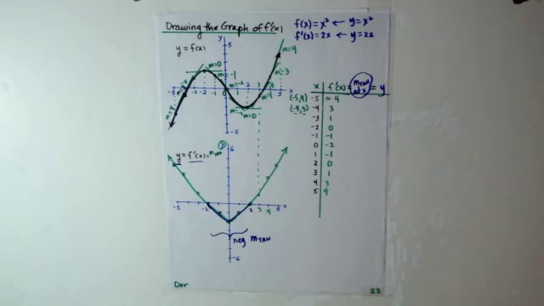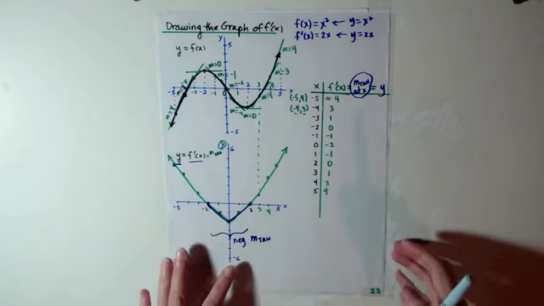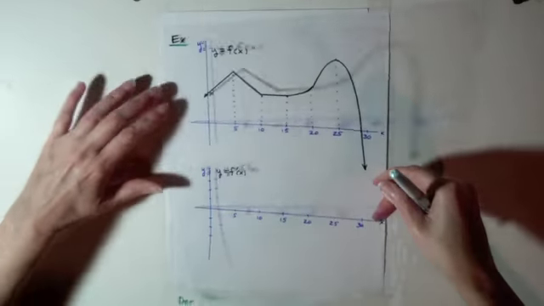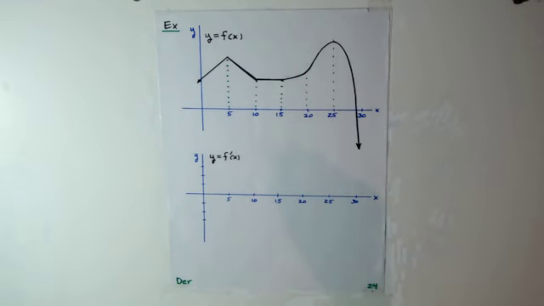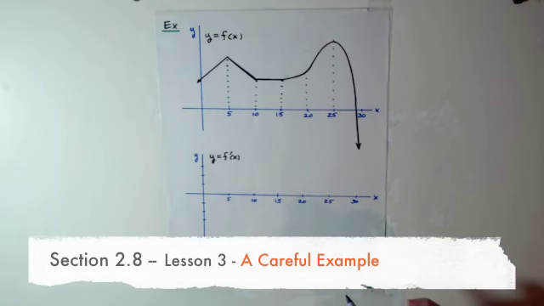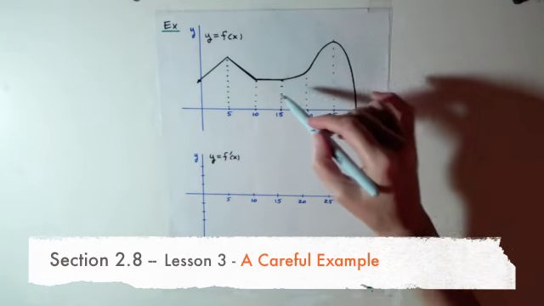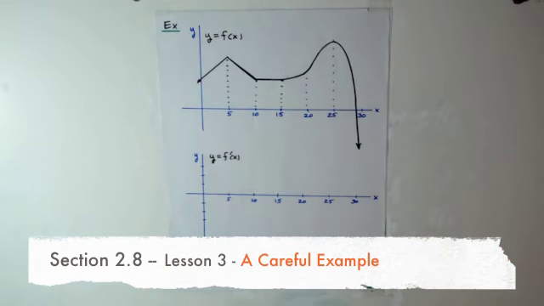Okay, let's go ahead and look at another example, and I'm going to have you try to figure out how to draw the graph of the derivative given the graph of the original function. And this one is a little bit different than the one that we just talked about. It does have some sharp changes in the slopes of the tangent lines.